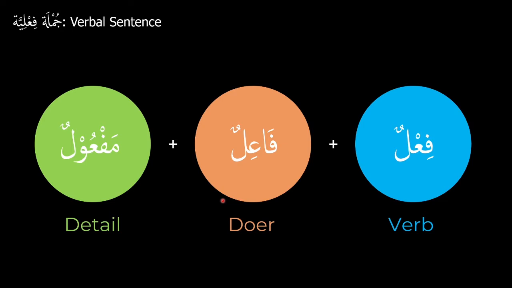Okay, so now we have what makes up a verbal sentence. A verbal sentence is composed of three parts. You have the fi'l, which is the verb, you have the fa'il, which is the doer, and you have the maf'ul, which is the detail. And unlike English, the verb fi'l comes paired with the doer, the fa'il, pronoun built into the fi'l.